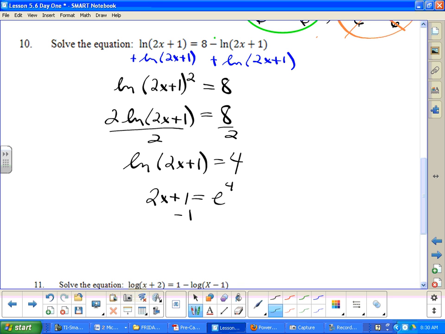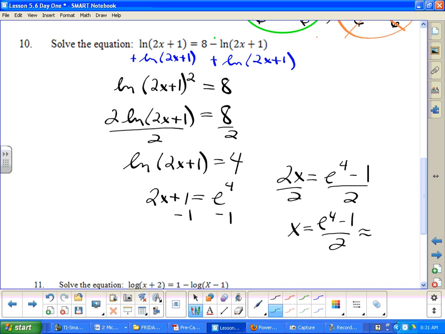Subtract 1. So we get 2x equals e to the 4th minus 1. And then divide by 2. Which is what? 26.79.